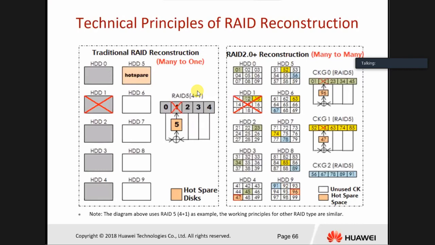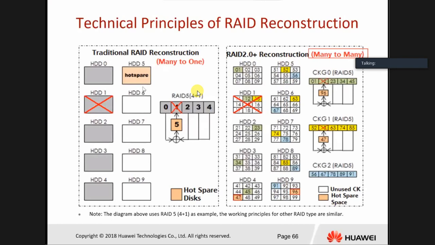So if, let's say, this one reconstructs the same data, it's going to take double the time compared with this one, RAID 2.0. So that's basically how the reconstruction is faster. So this is what is called many-to-many reconstruction. Many data reconstruct on many hard disks at the same time. Okay, so basically that is your RAID 2.0 plus.